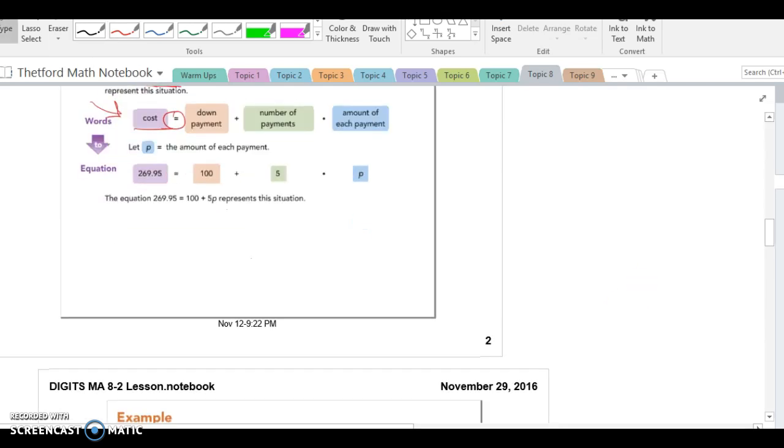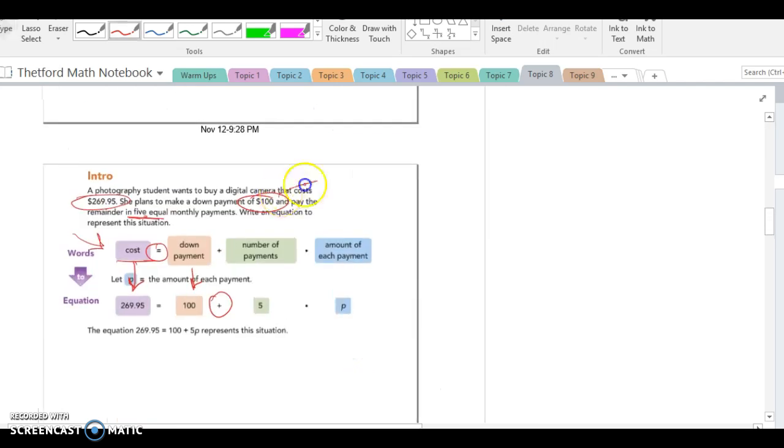So we know that the cost was $269.95. So we plug that in for the cost. We know that our down payment was $100. So they plugged in 100. We know that we're adding that because it is a down payment, which means it's a one-time fee.